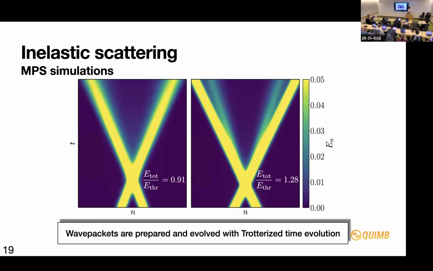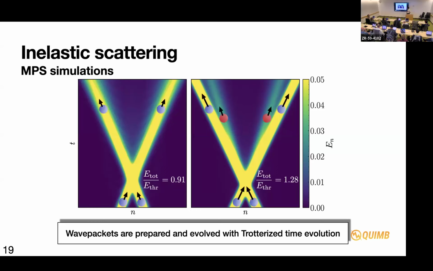We can do this already with matrix product state or MPS simulations, because this is a 1D system, so we can simulate the dynamics pretty well. This is a space-time diagram where the lattice sites are on the horizontal axis, time is on the vertical axis, and the colors denote energy density. On the left is an elastic scattering process where the energy of the initial wave packets is below the inelastic threshold. You see these beams of particles go in, they collide, and two beams go out. This is characteristic of an elastic scattering process.